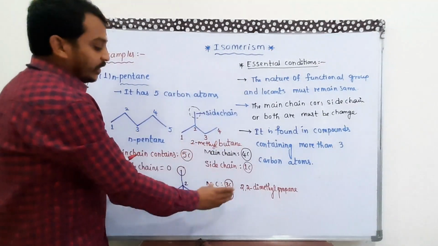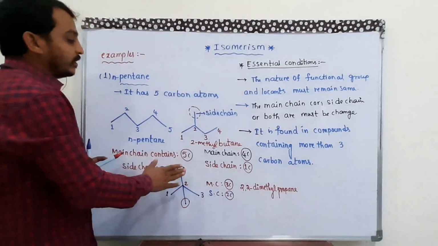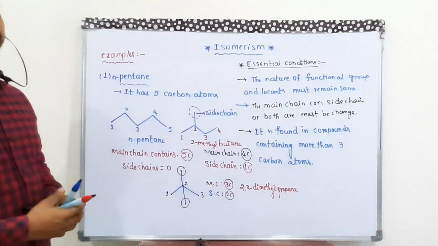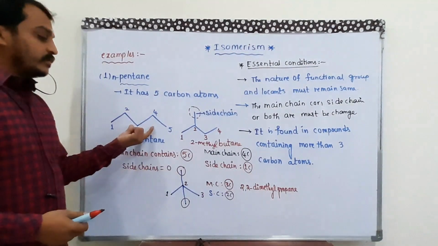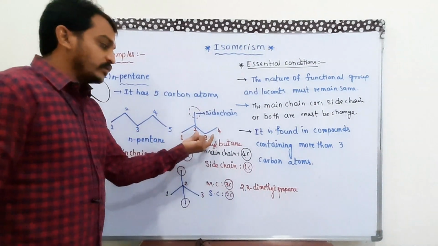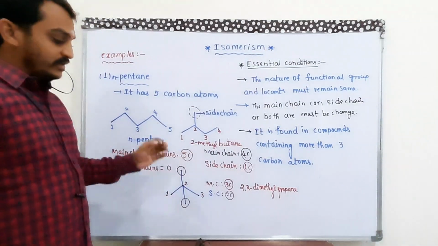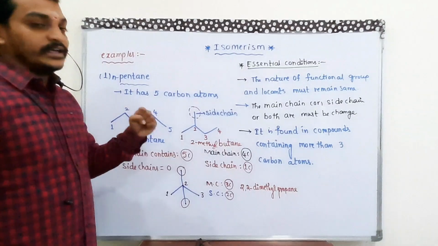So now, n-pentane, 2-methylbutane, and 2,2-dimethylpropane. These are all examples of chain isomers, right? This phenomenon is called chain isomerism. This one has different properties, this one also has different properties, and this one also. Based on that reason, these are all examples of chain isomers.